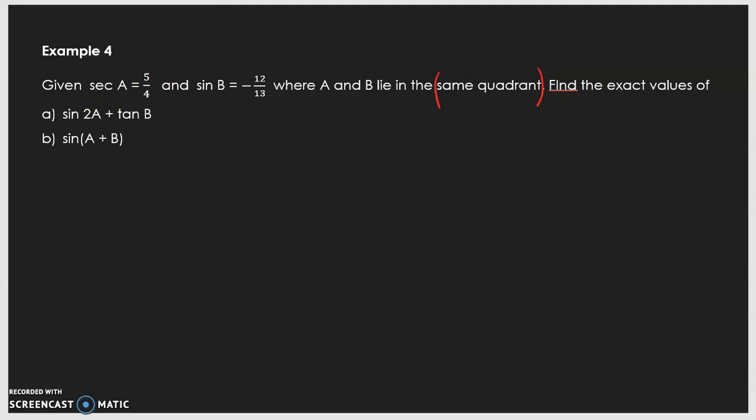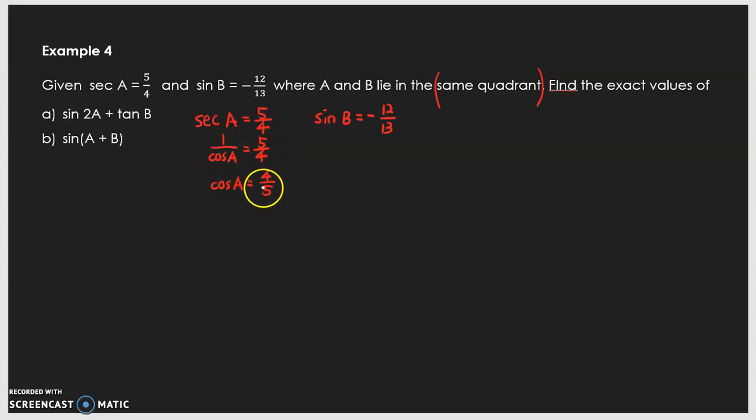So for secant A, secant A is equal to 5 over 4. Secant A, I can change, refer to the third alphabet, this is C. So 1 over cos A is equal to 5 over 4. It means that cos A is equal to 4 over 5. So here is cos A, cos A is 4 over 5. And sin B is equal to negative 12 over 13.